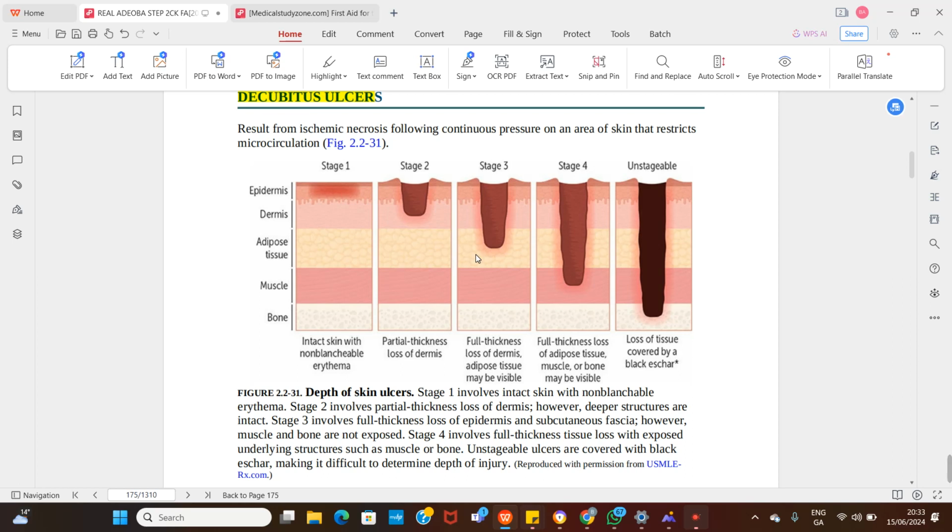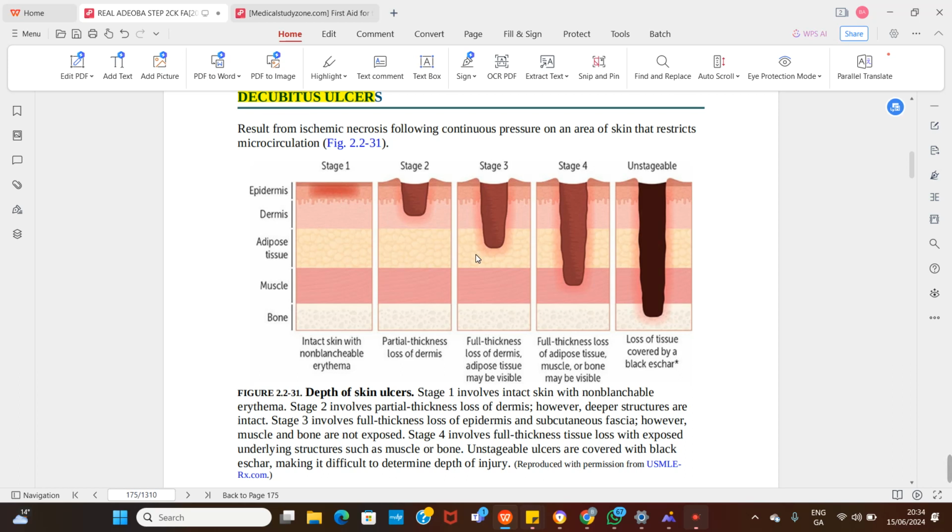Stage one, we have not breached the skin. Erythematous, non-blanchable. Stage two, we have breached the skin. We have breached the epidermis. We are seeing the dermis. There's a shallow ulcer, which is red with no slough. In stage three, we have breached the epidermis, we have breached the dermis, we are already seeing the subcute. In stage four, we have breached the epidermis, the dermis, the subcute. In fact, we are now seeing the tendon, we are seeing the muscles, right? That is your bone. That is your stage four.